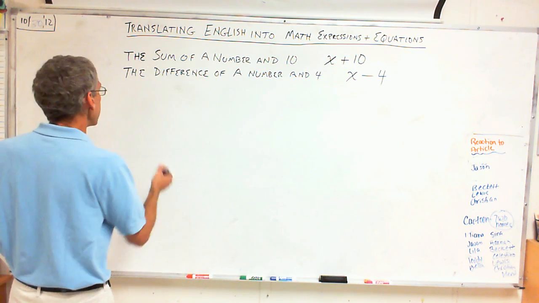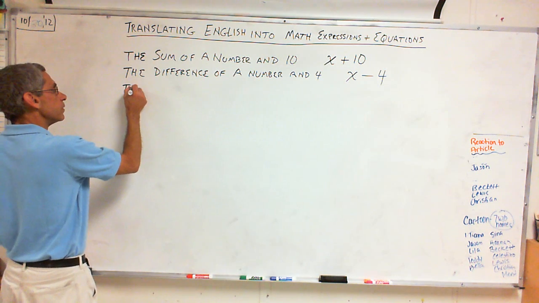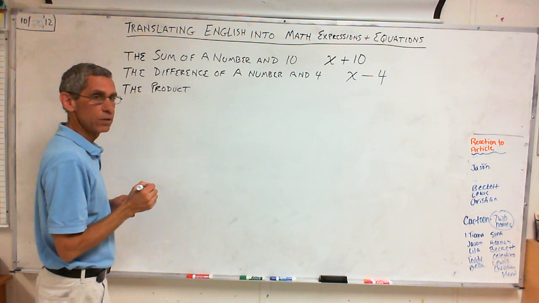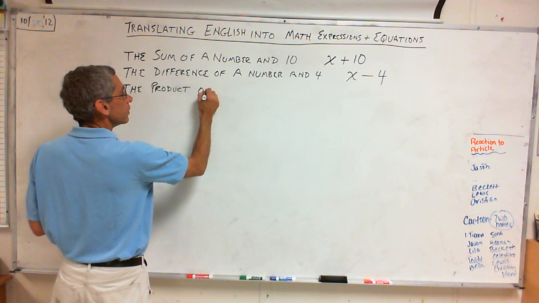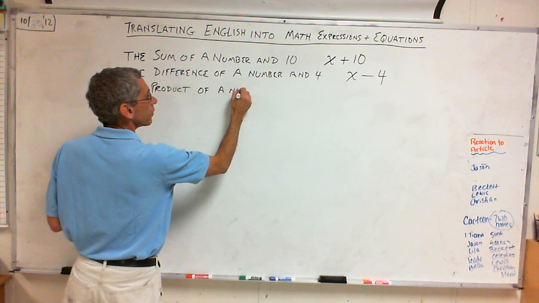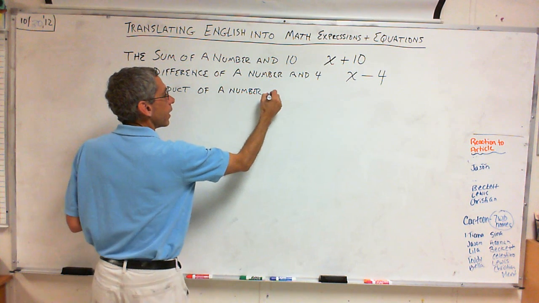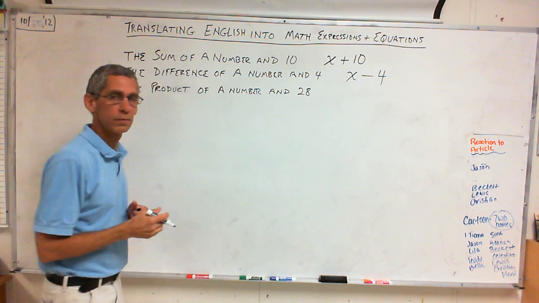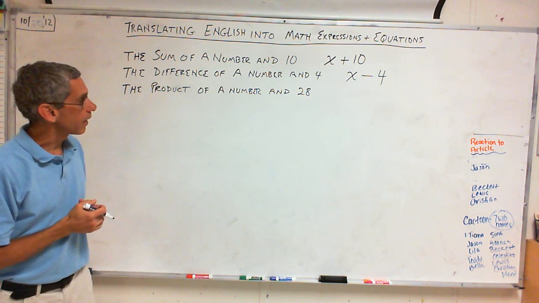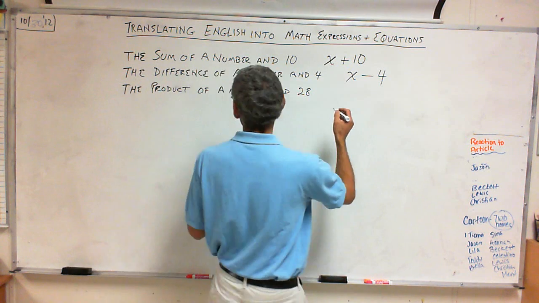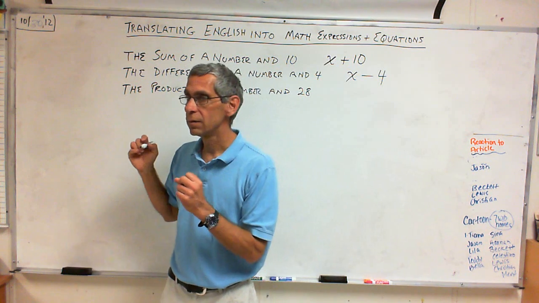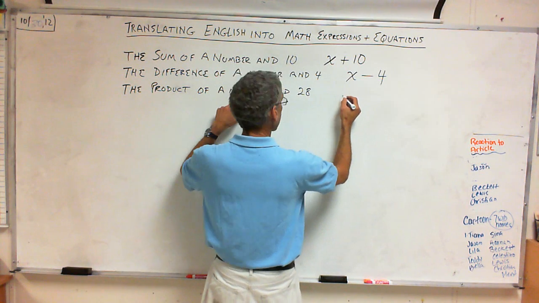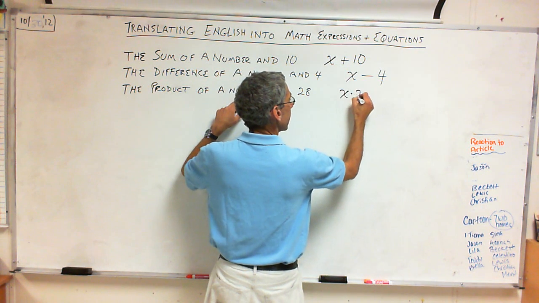All right, the difference of a number. How about the product? So far these are really easy, right? They're going to get a little harder soon. So the product of a number and 28. That's fine. So if I was going to write that, I could write it in two ways. Product means what again? It's the result of a multiplication problem, right? So I could write it as a number times 28.